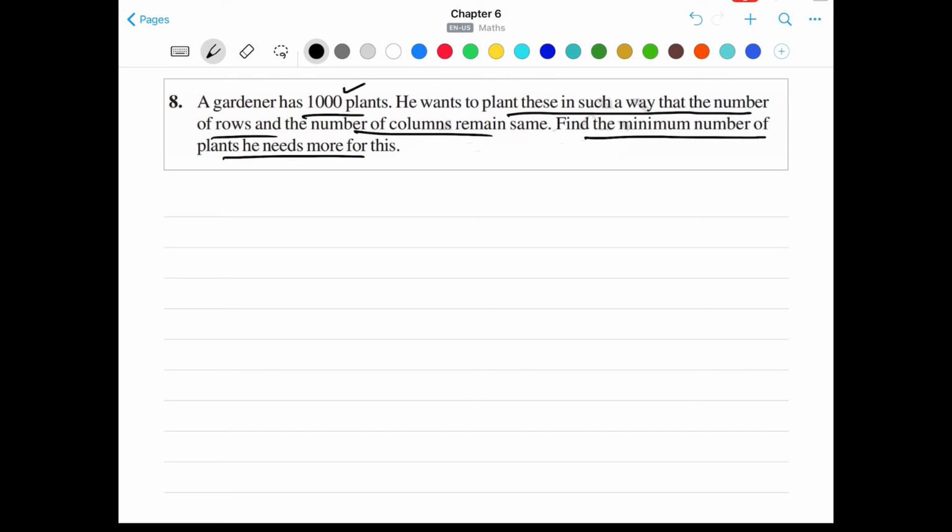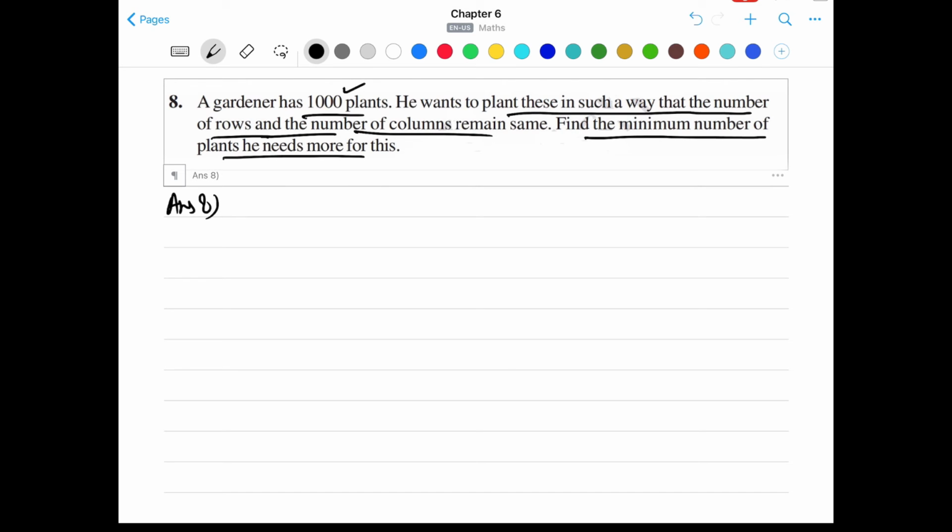As you can see, this 1000 is not a square number. So with this number of plants, he cannot make this formation where the number of rows and the number of columns are equal. So he needs some more plants to make this formation. So we have to find the number of plants. Simply, this question is similar to question number 4, in which you are asked to find what should be added to a number to make it a perfect square number. Okay, so let's start the answer to number 8.